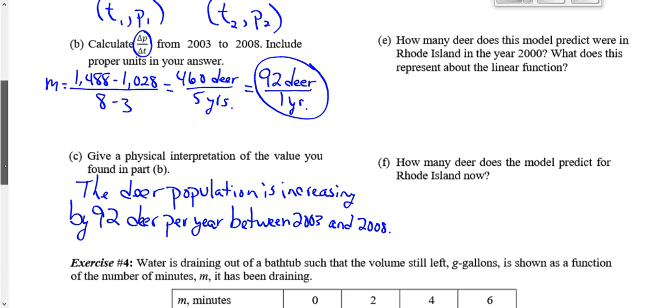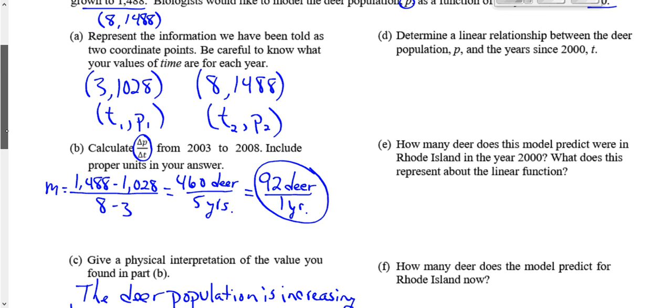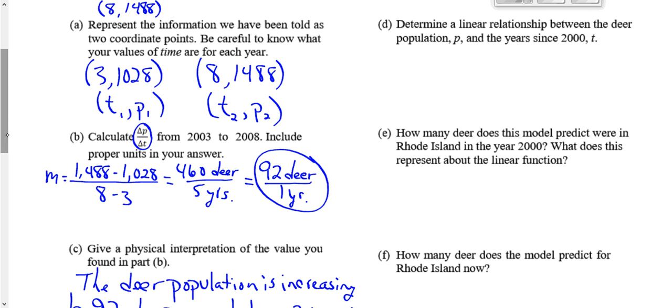All right, let's go up here to Part D. Determine a linear relation. That means write an equation with P and T in it. Instead of y equals mx plus b, we're going to have P equals MT plus B. The B is the starting amount. Do we actually have that? No. Well, how are we going to find that? Do we have an M?